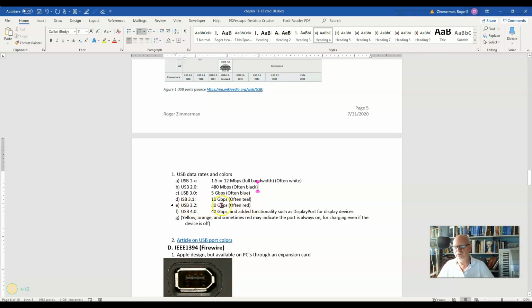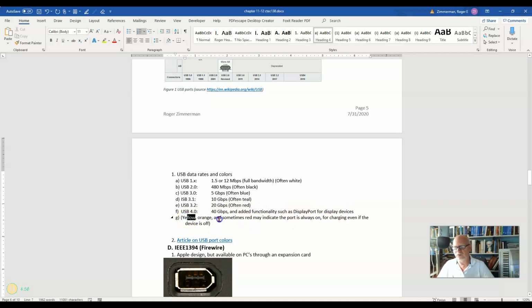USB 3.2 can run 20 gigabits per second. Often these are going to be red. However, this is where part of the confusion is, and I'm going to talk about another reason some of them are red in a moment. USB 4, I really haven't seen any color standards on that yet, but 40 gigabits per second. We don't have a lot of them out there. It also adds some other functionality, such as being a DisplayPort, so in some cases you might be able to hook a monitor or something that requires video or audio to that USB port. These are going to be mainly type Cs, by the way.